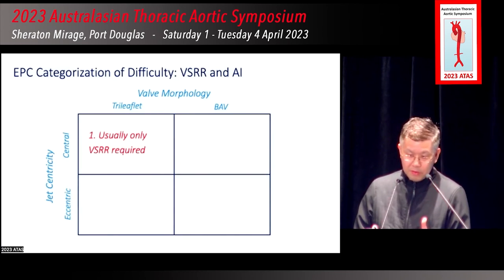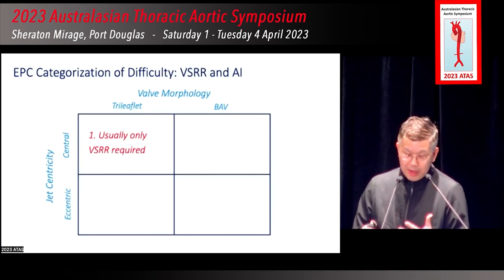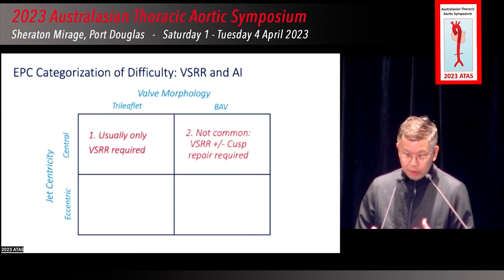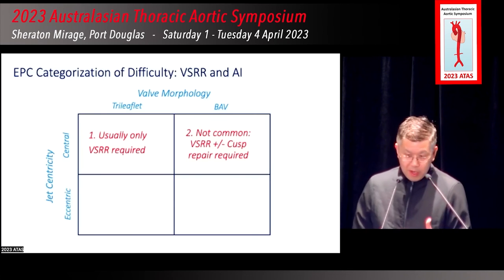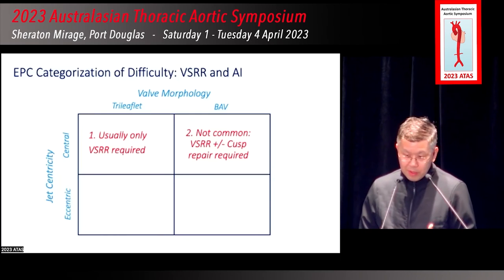So a trileaflet valve with central AI, usually doing the valve sparing is enough because the AI is related to lack of coaptation from the aneurysmal enlargement. Not very common for a BAV valve to have central AI, but typically doing a valve sparing, plus or minus maybe a little cusp repair is required.